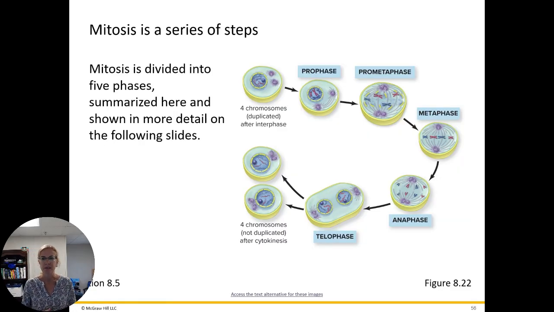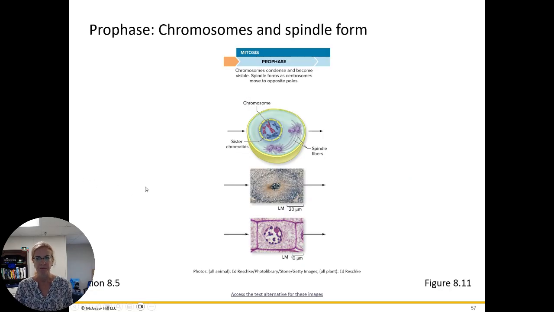So we're going to look at the steps of mitosis. We have 5 main phases in mitosis, and we're going to be looking at those in detail. Back in the day that I took biology, we only had 4 phases. Prometaphase was not one of them yet, but they decided that there was enough of a distinction between what was happening between prophase and metaphase that we needed an additional step.